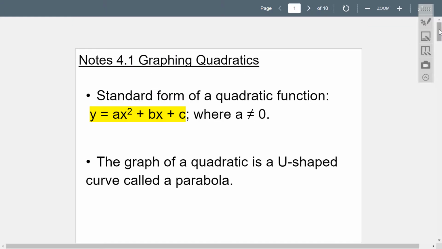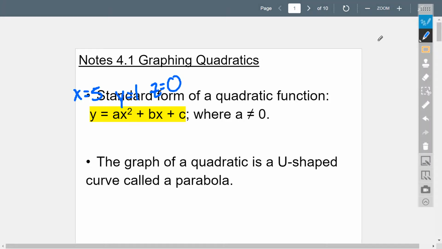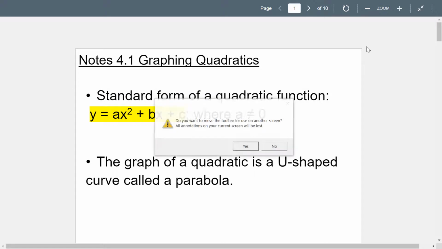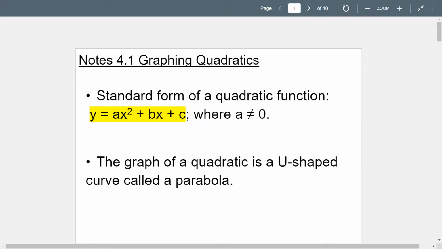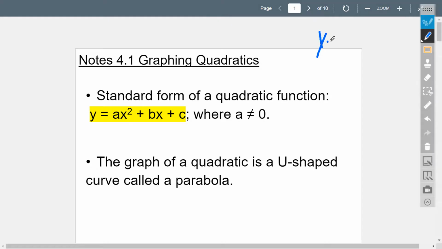Now, in the previous chapter, in the previous topics, we've been graphing linear equations. Linear equations form a straight line. Linear equations are also in the form of mx plus b, slope-intercept form. Y equals mx plus b, this would be linear. You have an x and you have a constant.